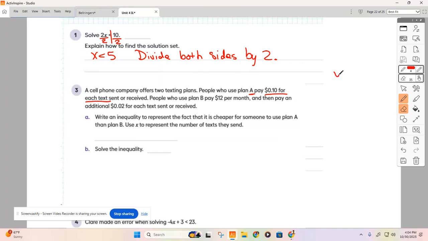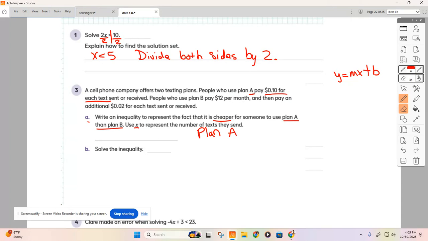So again, that is talking about a rate. It's the amount we pay per. Every time you think about per, that's going to be a rate. So for plan A, in order to figure out my cost, I would have to multiply 10 cents times the number of texts. Let me just go ahead and finish reading it. People who use Plan B pay $12 a month and then pay an additional 2 cents for each text sent or received. A is asking us to write an inequality to represent the fact that it is cheaper for someone to use Plan A than Plan B.